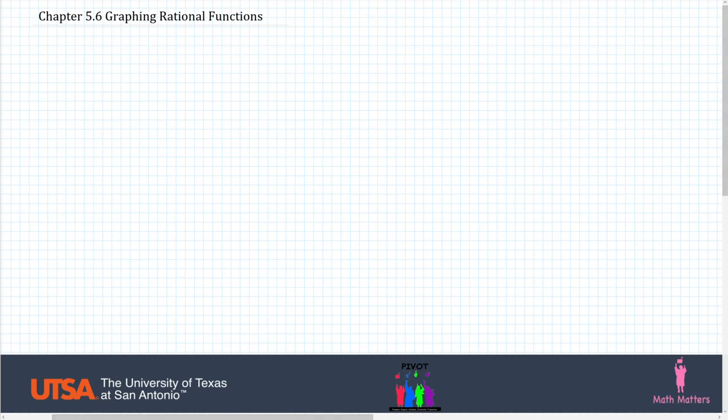So chapter 5.6 discusses graphing rational functions, and we usually do this in steps. So the first thing we can look for are roots, and these are our x-intercepts. And we can find this by setting the numerator equal to 0 and solving for x. And then our answers are going to be in the form, whatever your solution is, 0.